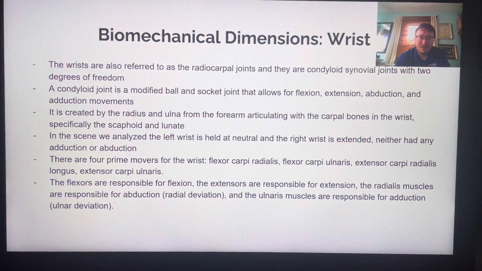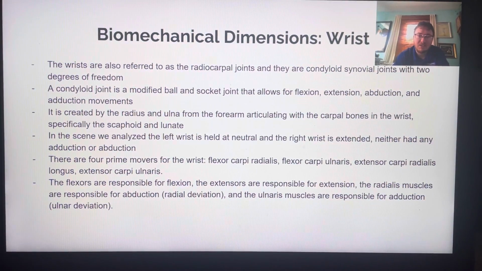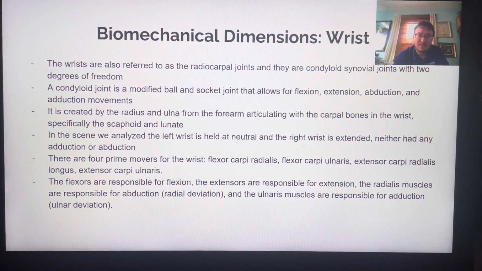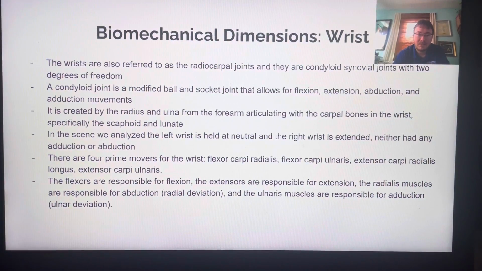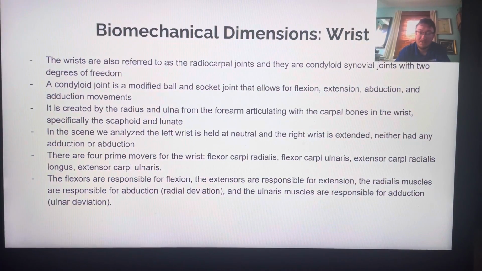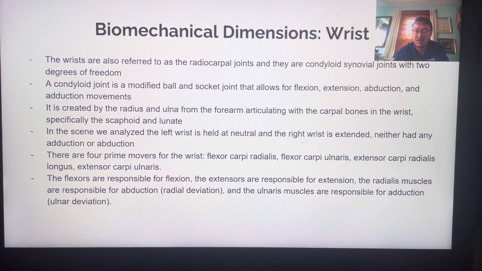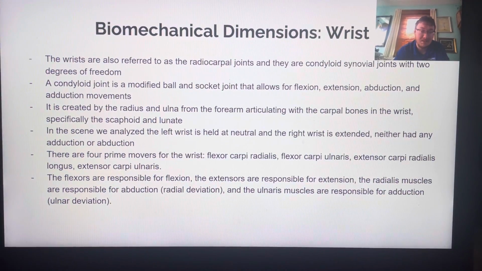There are 4 prime movers in the wrist: the flexor carpi radialis, the flexor carpi ulnaris, the extensor carpi radialis longus, and the extensor carpi ulnaris. The flexors, the flexor carpi ulnaris and flexor carpi radialis, are responsible for flexion. The extensors, extensor carpi radialis longus and extensor carpi ulnaris, are responsible for extension.